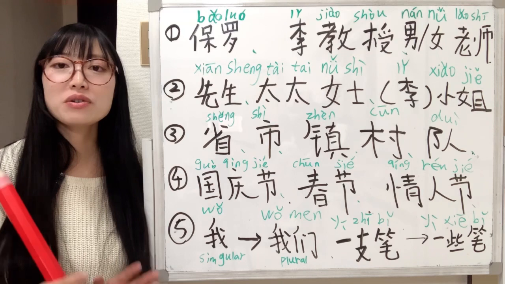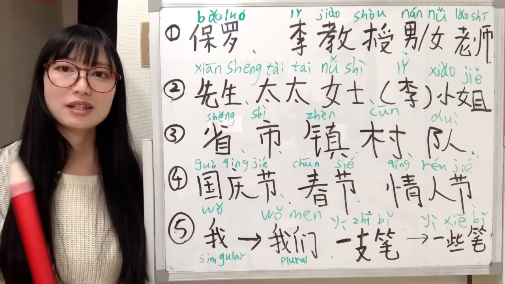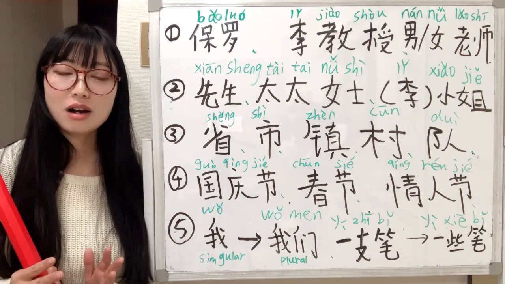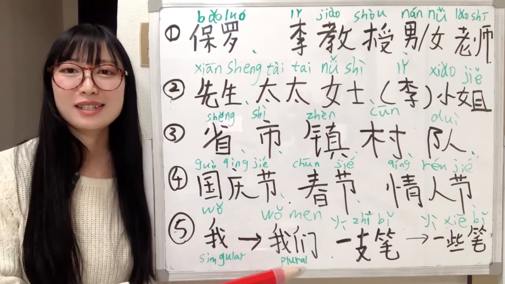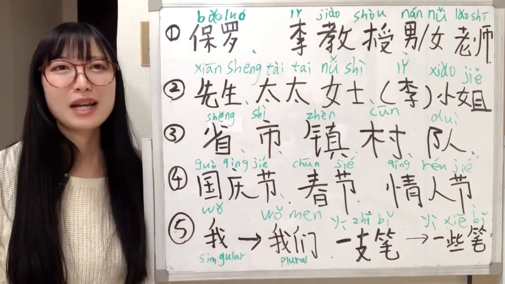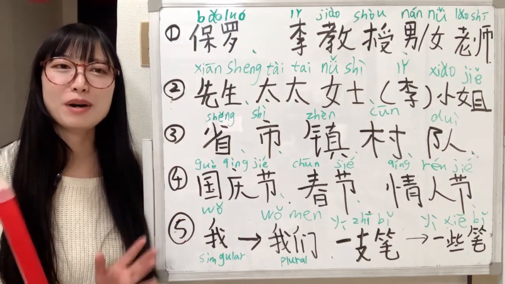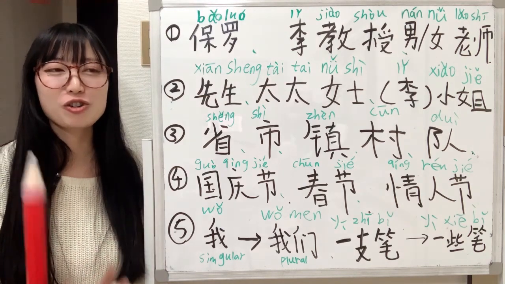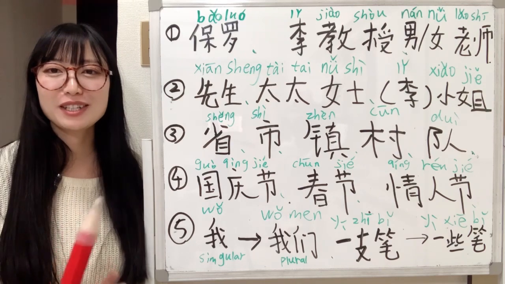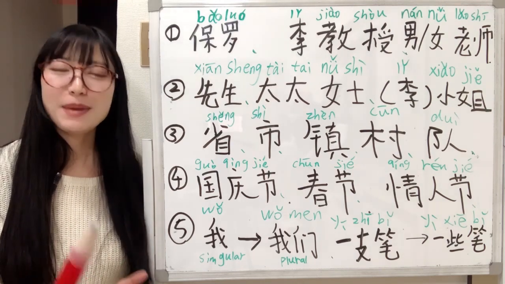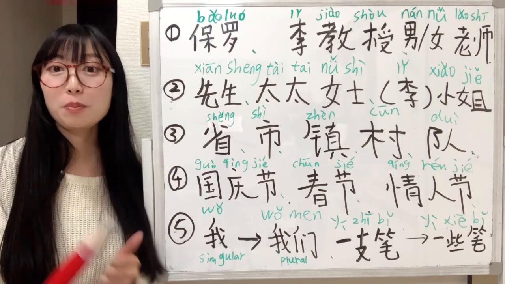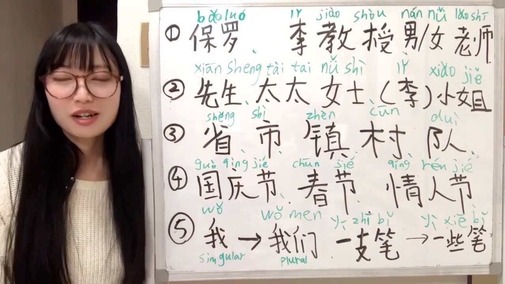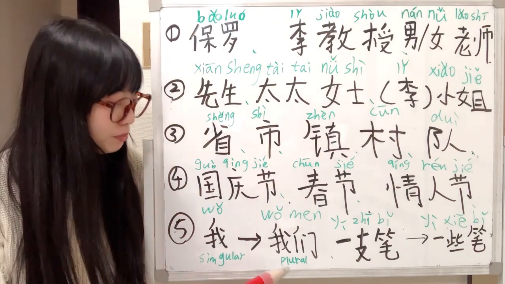But except the personal pronoun, sometimes for people, like friend and friends, we can also skip the men, like 朋友. If I only say 朋友, it can be friend or friends. Okay, it's casual, it's not as strict here. It depends on the whole sentence. So 朋友 can be singular or plural, but 朋友们 must be plural.